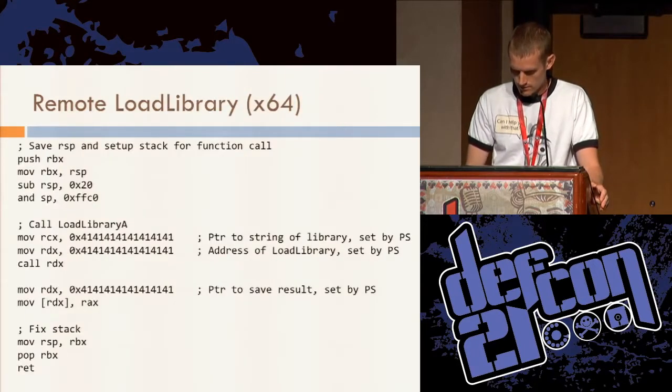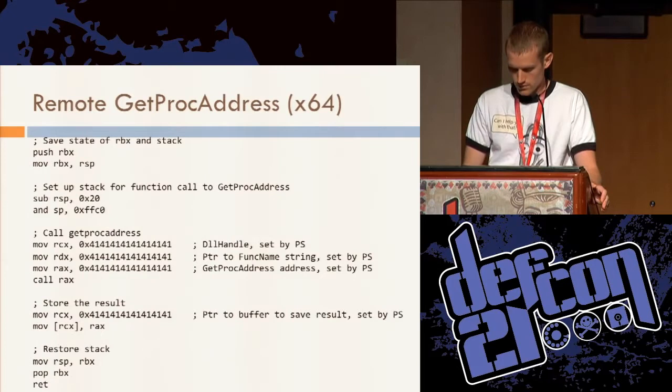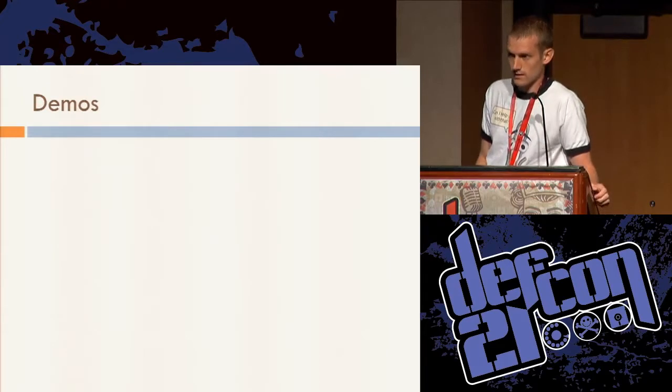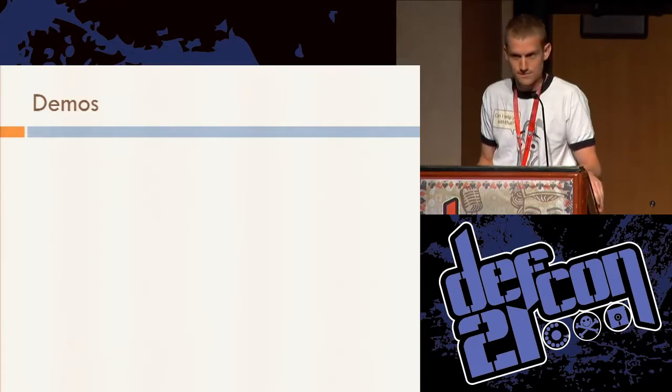So I just have, once again, more assembly here just for reference purposes for the shellcode that you actually write into the remote process to call LoadLibrary and GetProcAddress.